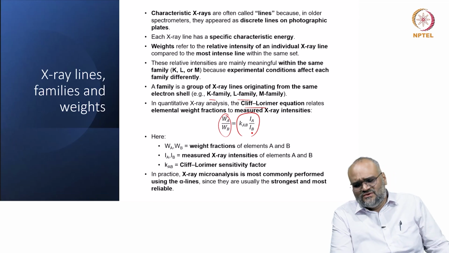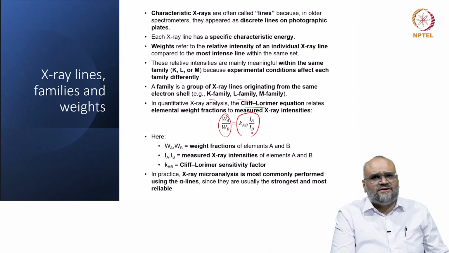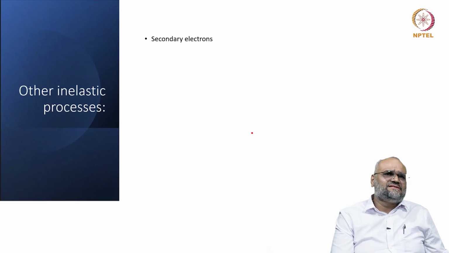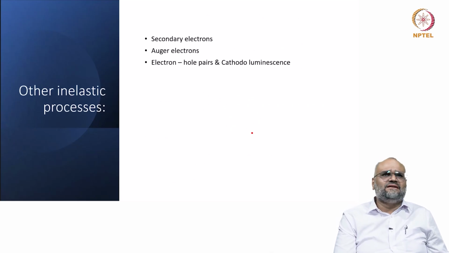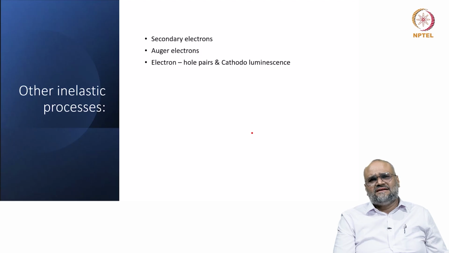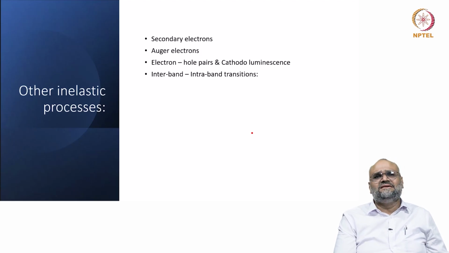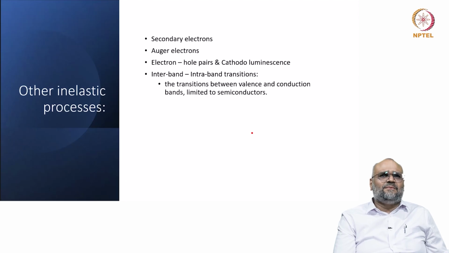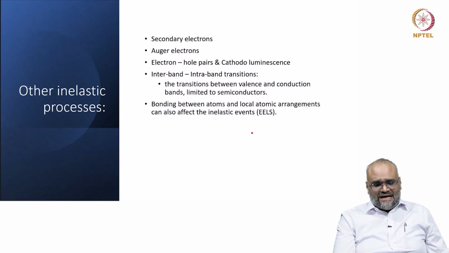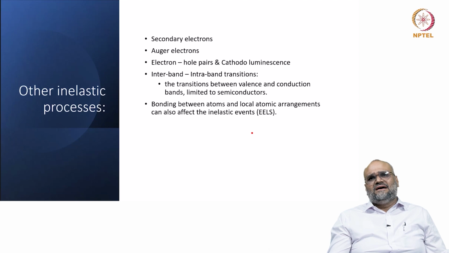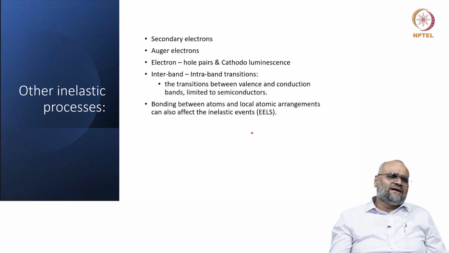And this is typically used in the EDS analysis that you do. And talking about the other inelastic processes, we've covered electron energy loss spectroscopy in particular. You also have the generation of secondary electrons, Auger electrons, electron hole pairs and cathodoluminescence. The interband and intraband transitions, you can actually study them and you can link them to the valence band and conduction band transitions.